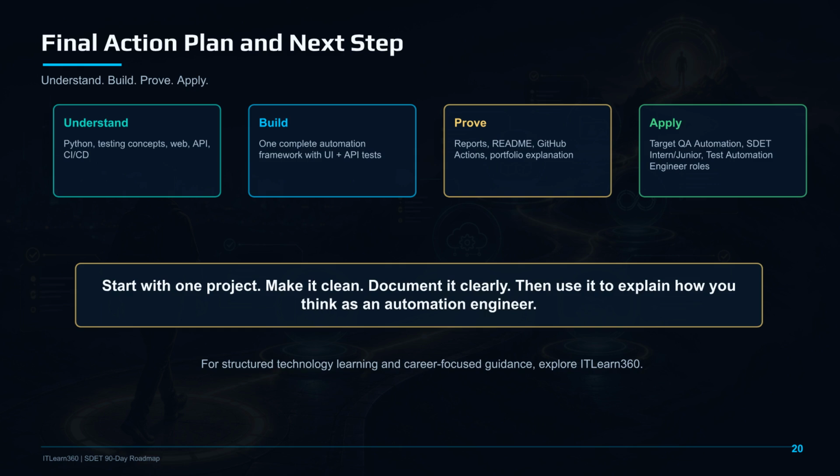The path is simple: understand, build, prove, and apply. Understand Python, testing concepts, browser automation, API testing, framework structure, Git, and CI/CD. Build one complete automation project with UI tests, API tests, page object model, Pytest, reports, and GitHub Actions. Prove your work through a clean README, organized code, test reports, pipeline runs, and a portfolio explanation. Then apply to realistic roles, such as QA automation engineer, junior SDET, test automation engineer, or automation-focused QA roles.